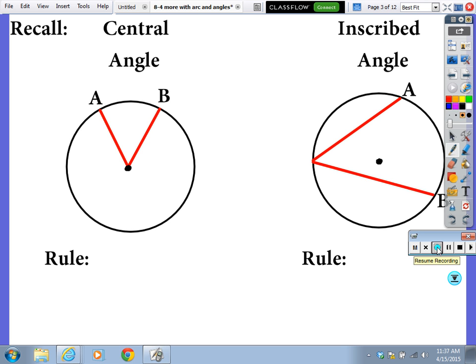We are just applying the knowledge even further. This was a hard lesson for a lot of people. So we just need to go over a few things again. Remember that we learned about central angles last time.